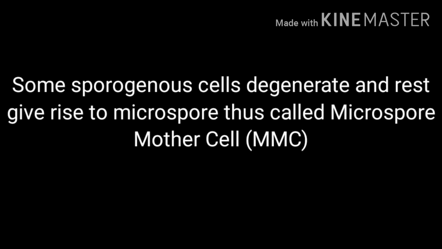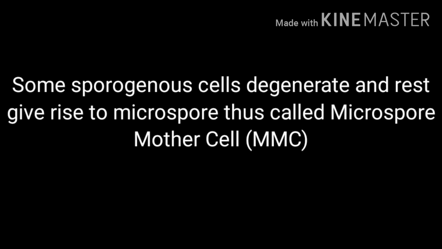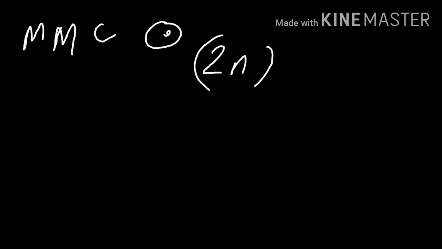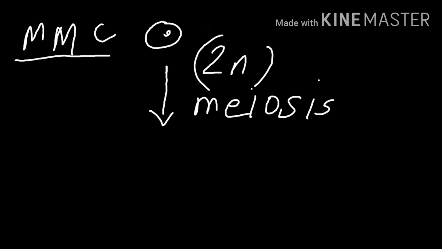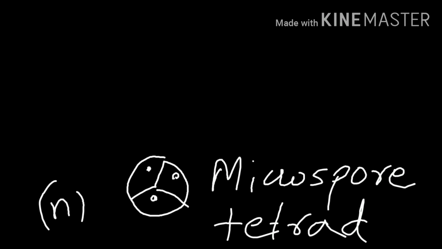The rest that remain are called microspore mother cells because they are the only cells responsible for the formation of microspore. Then each MMC, that is microspore mother cell, diploid in nature, will undergo one meiotic division, and it will result in the formation of a microspore tetrad. They all are haploid in nature and 4 cells are there in one tetrad.